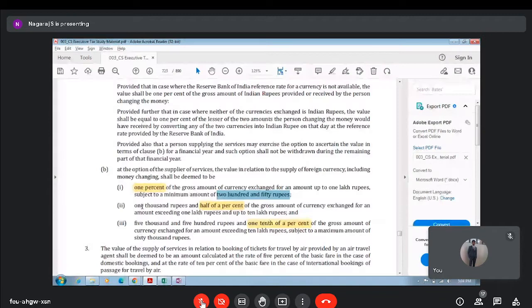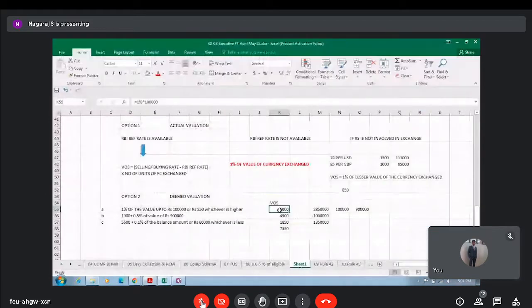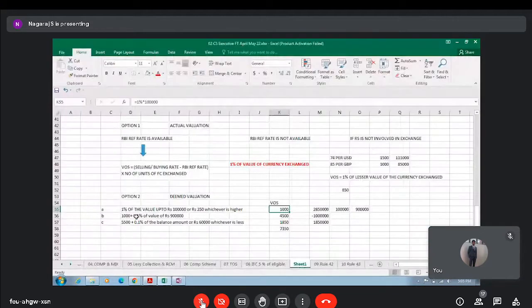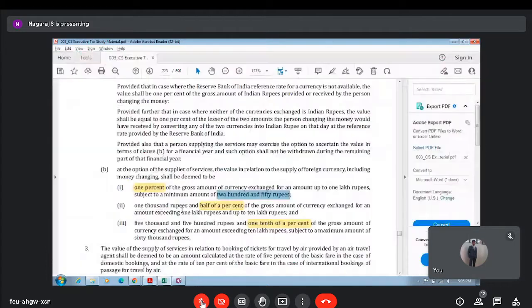Second one, 1,000 rupees, means this one, plus half a percent. Half a percent means 0.5. Half a percent of the gross amount of currency exchange for an amount exceeding 1 lakh rupees and up to 10 lakh rupees. Exceeding 1 lakh up to 10 lakh, more than 1 lakh and less than 10 lakhs. What is the difference?